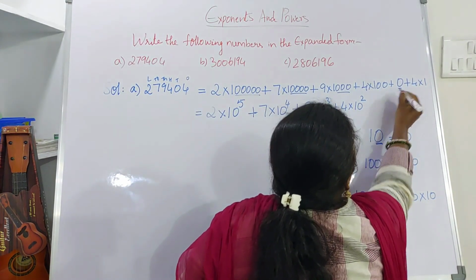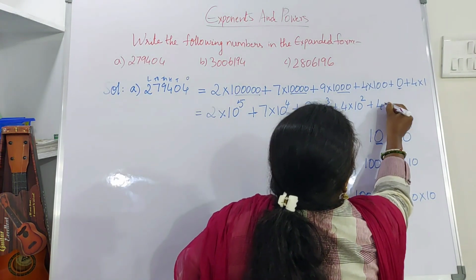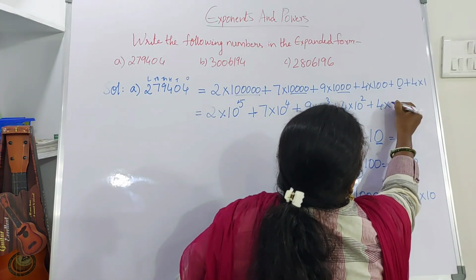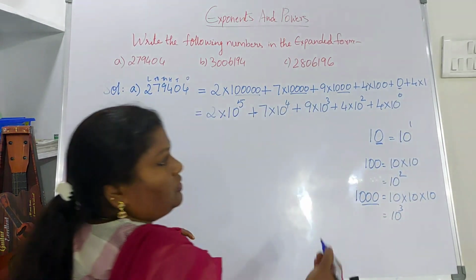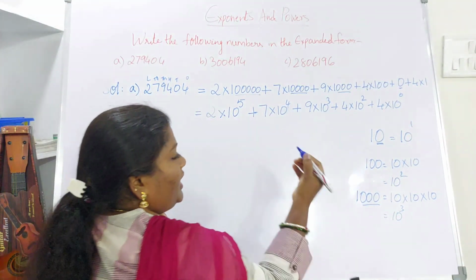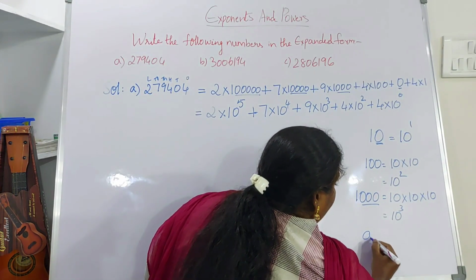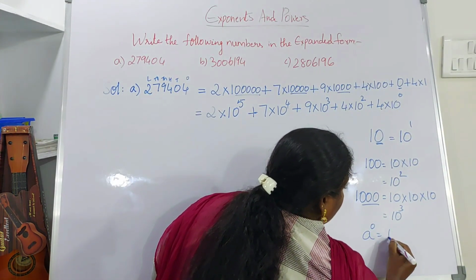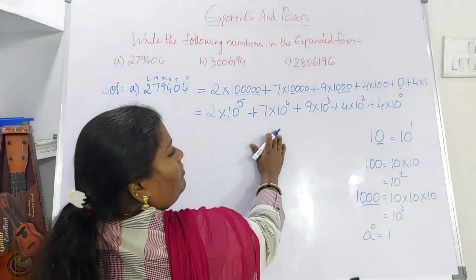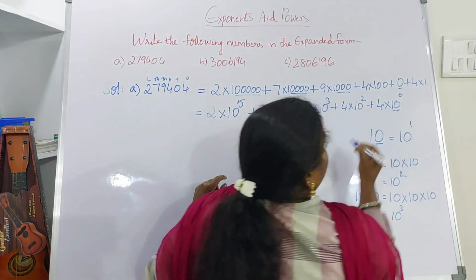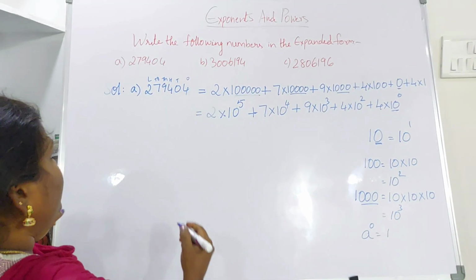So 0 you can neglect. So 4 into 1. Instead of 1 you can also write 10 to the power of 0. 10 to the power of 0 is nothing but 1. Already I explained to you, any number to the power of 0 is 1. So because we are writing in exponent form, we can even express this as 10 power 0. So let me explain the second one.